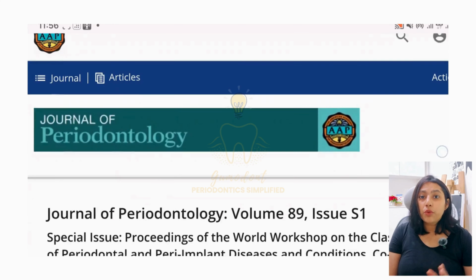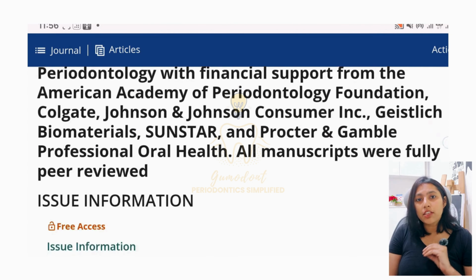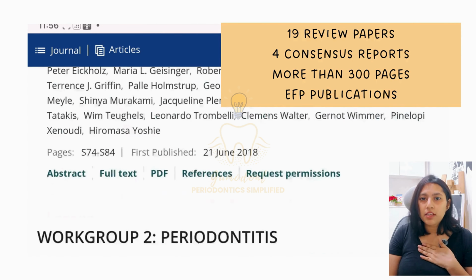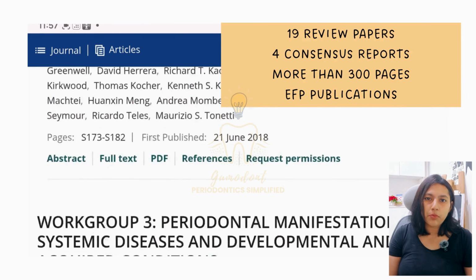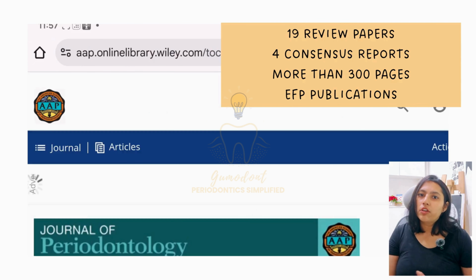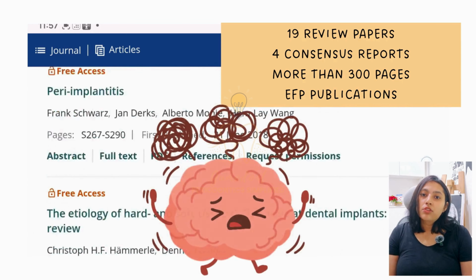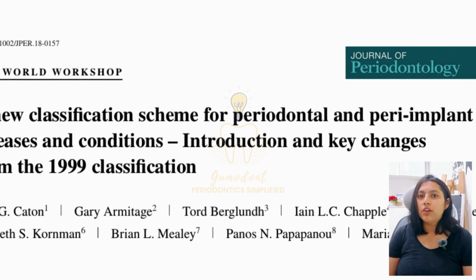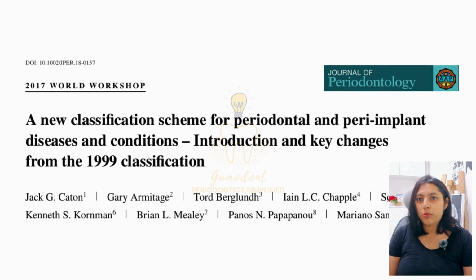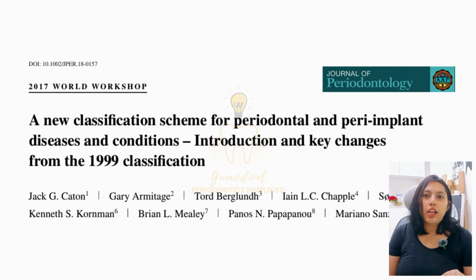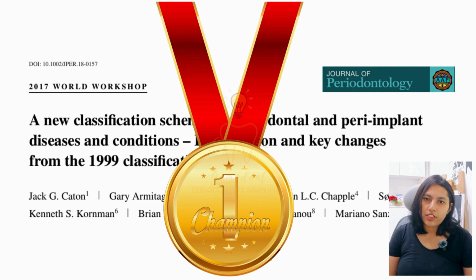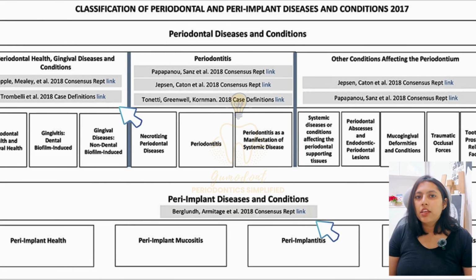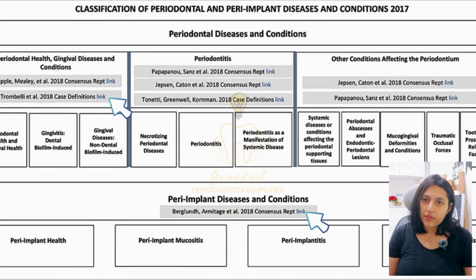Now the question is, where do you even start studying this? Because the classification is vast. I personally spent months going through all the papers during my post-graduation, and honestly it felt overwhelming. So the simplest way which I found is that there is one introduction paper by the American Academy of Periodontology. I like to call it the gold article of classification because it also links all the other papers together. It gives you a complete overview of the classification.